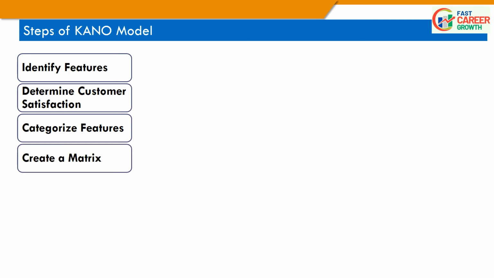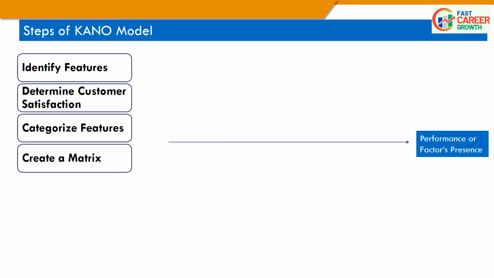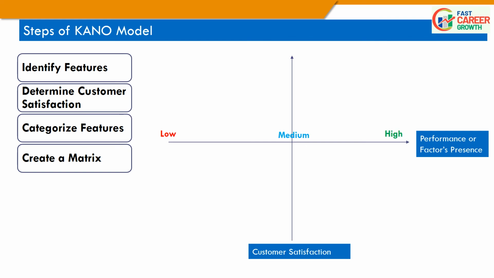Create a matrix. Draw a two-dimensional matrix with the x-axis representing the level of functionality or performance and the y-axis representing customer satisfaction. Label the x-axis with levels such as low, medium, and high for functionality or performance. Label the y-axis with levels such as dissatisfaction, neutral, and satisfaction for customer satisfaction.